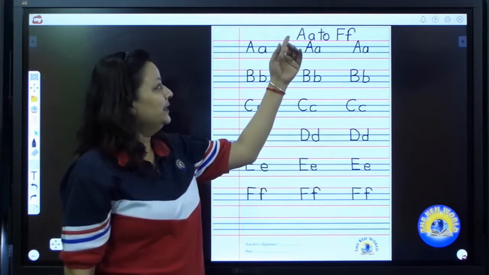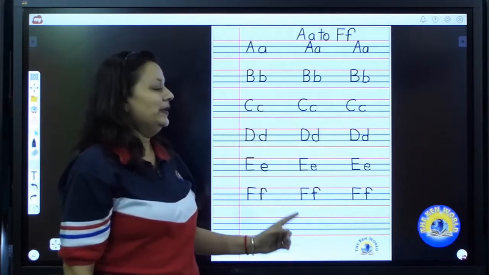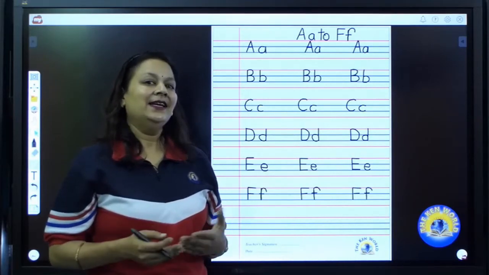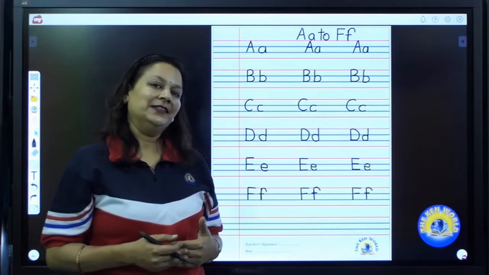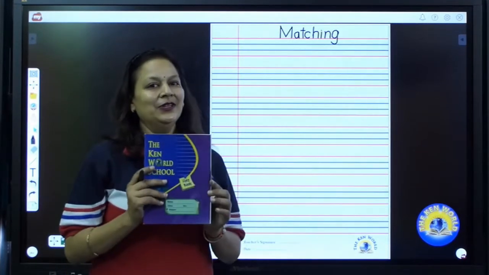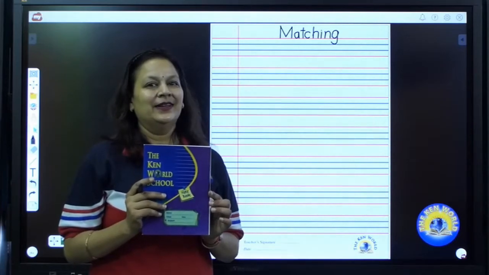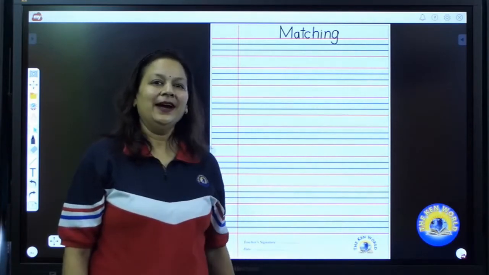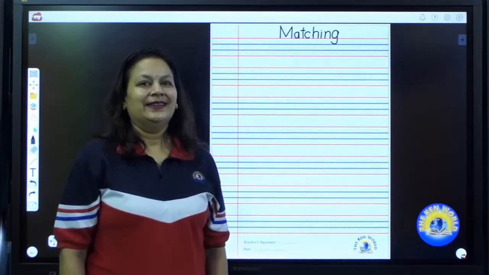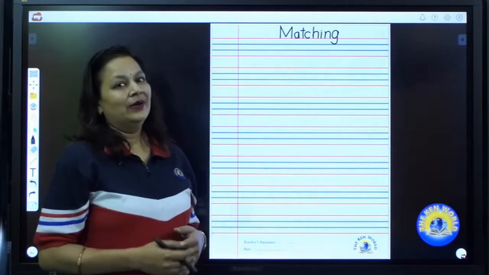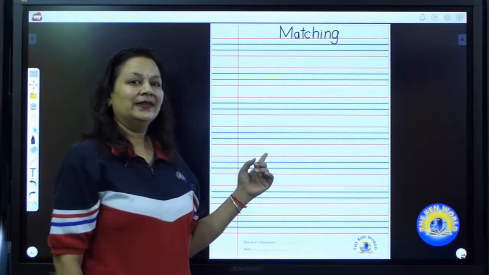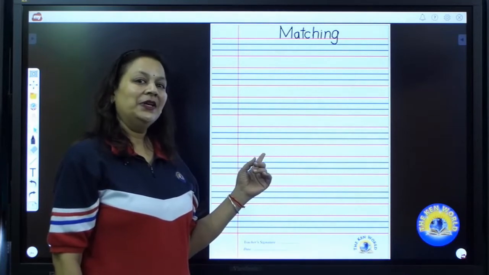Now we have completed letters from A to F. Now practice these letters again and again for more perfection, kiddos. Keep learning. Be ready with your English notebook. We are going to do an activity in the English notebook. So are you ready? Open a page in the English notebook. A blank page we need.